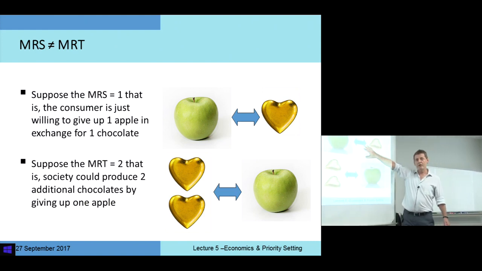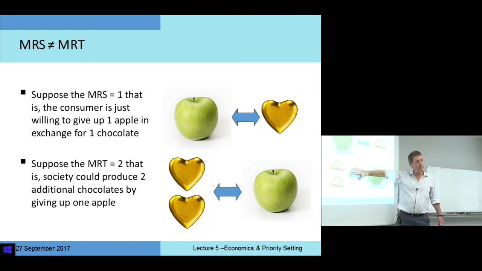Now, this situation would not be optimal in the sense that it can be improved on. We can do better than this. How do we do better than this? We produce fewer apples. Because every apple less we produce, I need a chocolate to compensate someone who's losing their apple.